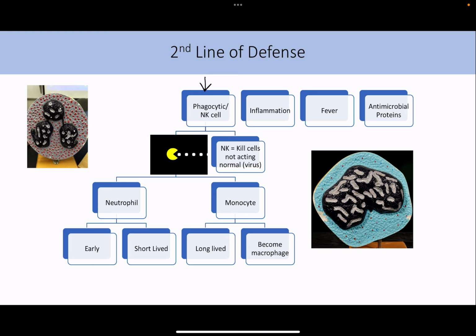So our phagocytic cells are like Pac-Man, they just go around and eat everything. That includes our neutrophils and our monocytes and macrophages. Remember, those are the same thing, monocytes in the blood, macrophages in the tissue, but those are our phagocytic cells. Then we also have natural killer cells as well. So we'll talk about those first. But then we also have inflammation, fever, and antimicrobial proteins, and we'll get to all those things. But we're going to talk about the cells first.